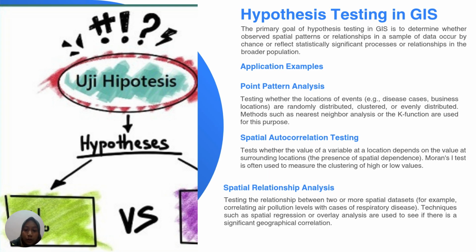Spatial autocorrelation testing. Test whether the value of a variable at a location depends on the value at surrounding locations, the presence of spatial dependence. Moran's I test is often used for measuring the clustering of high or low values. Spatial relationship analysis, testing the relationship between two or more spatial datasets, for example, correlating air pollution levels with cases of respiratory disease. Techniques such as spatial regression or overlay analysis are used to see if there is a significant geographic correlation.